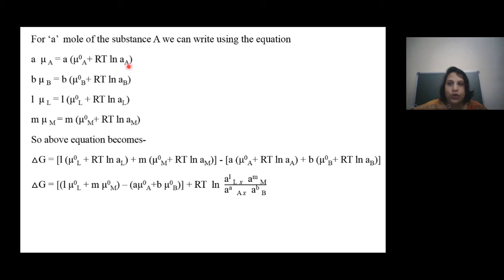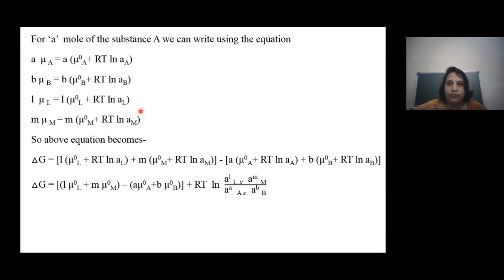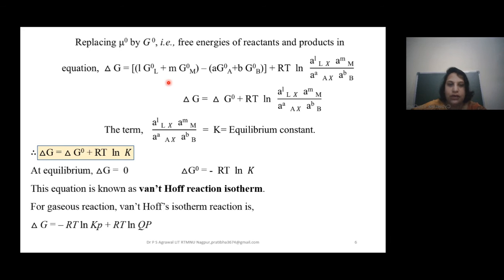A times mu A, B times mu B, L times mu L, M times mu M. So putting all these values in the expression of delta G, we will get this. Delta G is equal to this plus this product minus this plus this reactant. Okay, so combining the terms, we get this expression. Delta G is equal to this one.